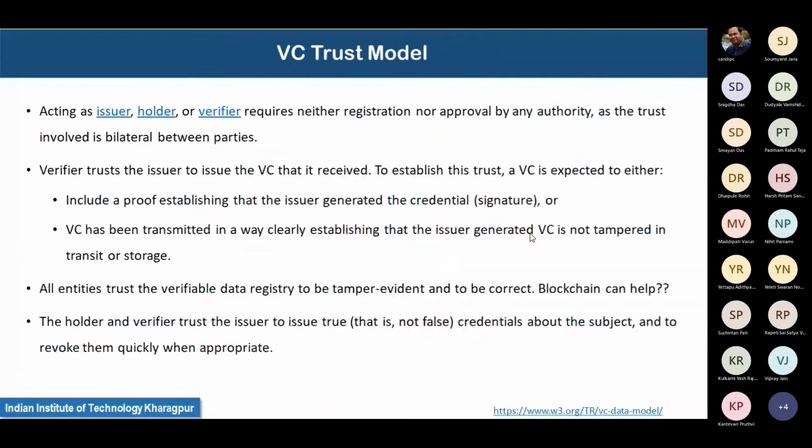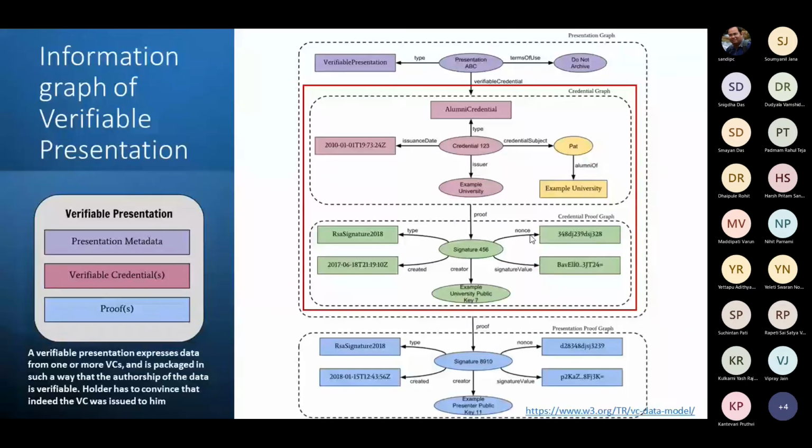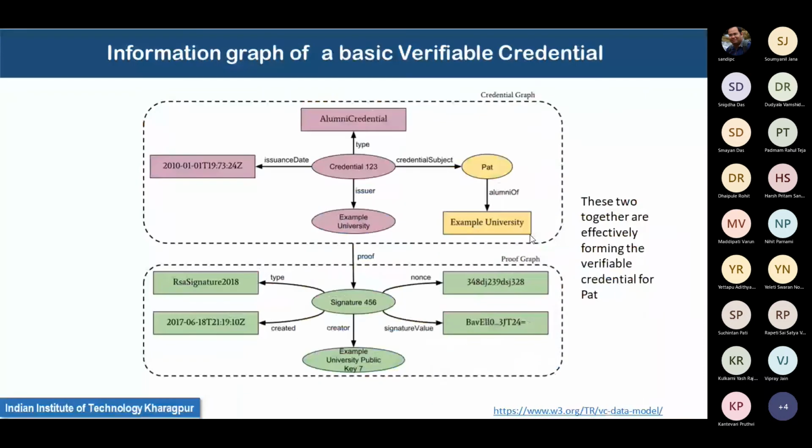And similarly, once the employer is convinced that it was indeed issued to PAT, whether it was really issued by a genuine example university or not is again about the trust between this verifier and the university, where of course the DID of the issuer, the example university, will also be there in this registry. So the verifiable data registry will also contain the identifier of the issuer.